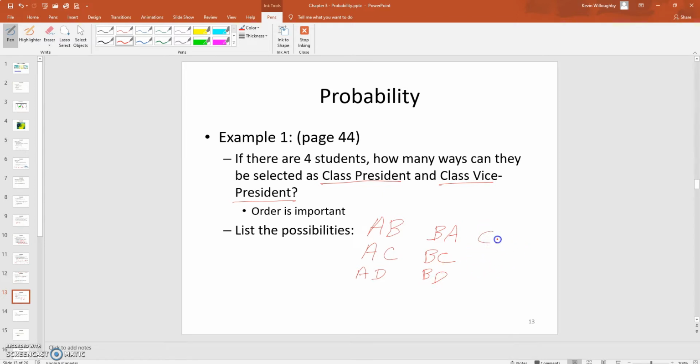Student C could be president with vice presidents in that order. Student D could also be president. And there is a total number: 3, 6, 9, 12. So we know that the answer, there's 12 different ways we could choose a class president and class vice president out of a group of 4 students.